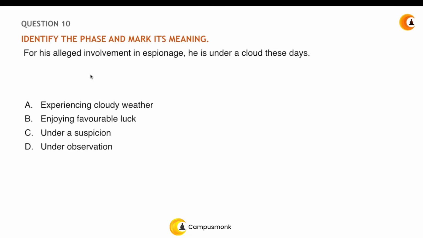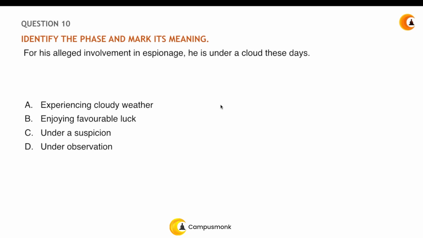Okay, your time is up. So: for the alleged involvement in espionage, he is under a cloud these days. Now, where is the phrase? It is very important in a given question that you know how to find a phrase, right? Always try understanding what a phrase is: something that has a different kind of meaning that is all of a sudden added, something that makes no sense, like he has been alleged involvement for an espionage.